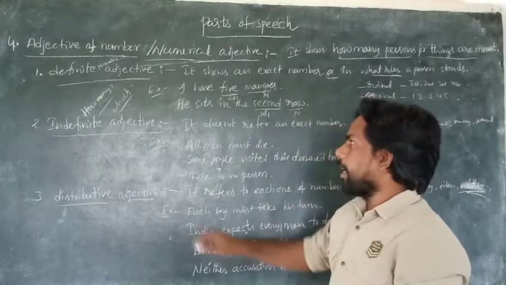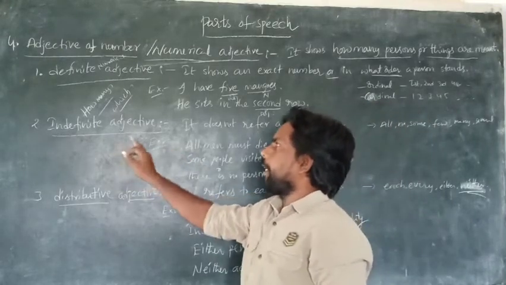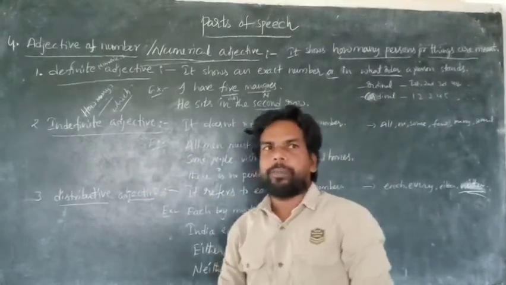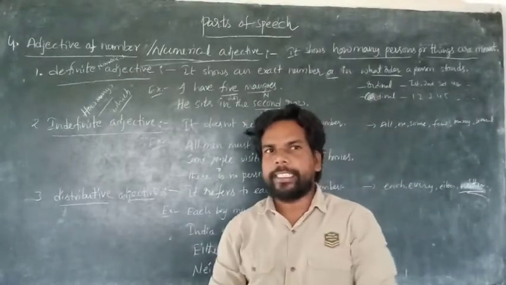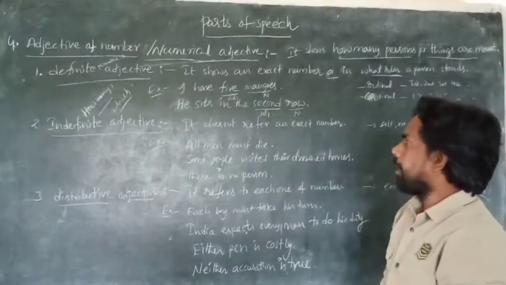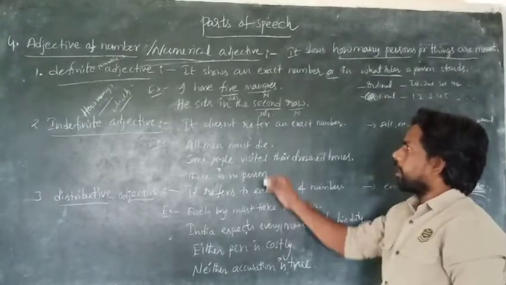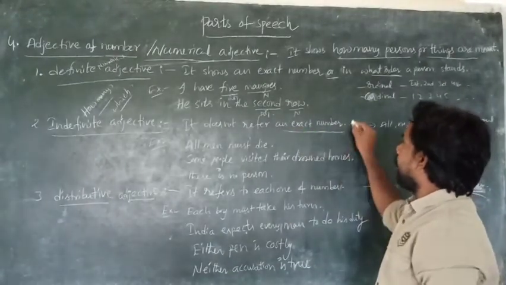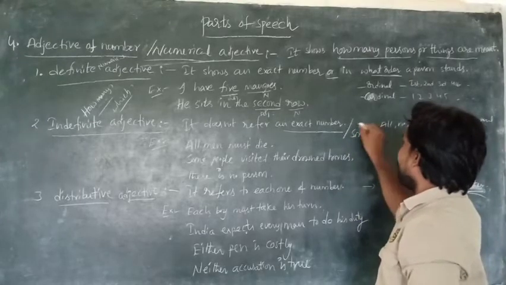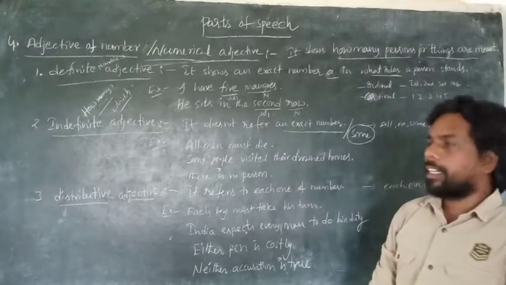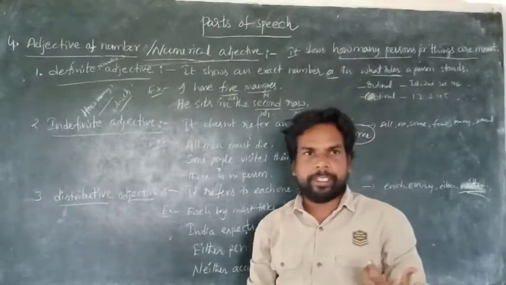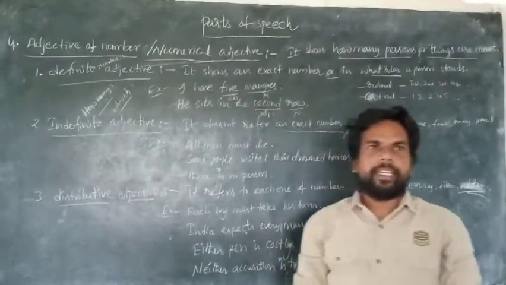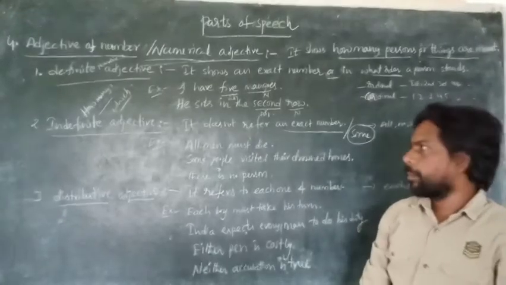The next type is the indefinite numerical adjective. Indefinite numerical adjective doesn't refer to an exact number. It refers only to some. It doesn't refer to an exact number like a definite numerical adjective. It refers to some.